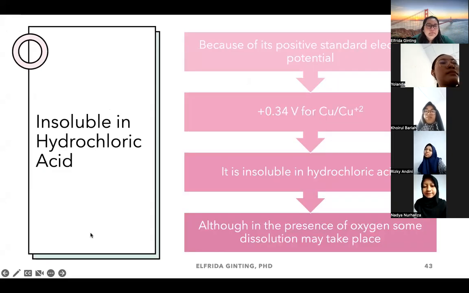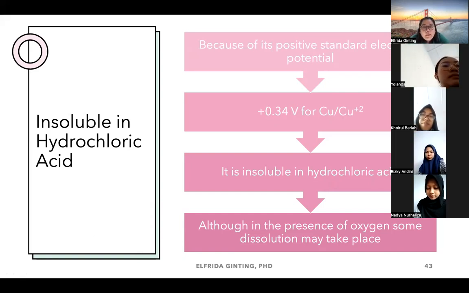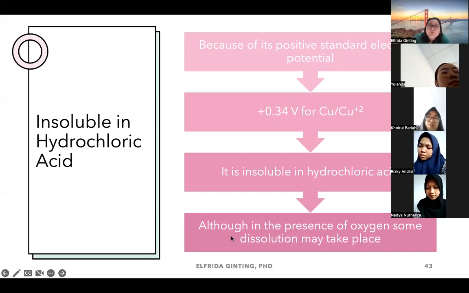Now, next, we study about the reagent. So when you react copper with hydrochloric acid, it will be insoluble. Why insoluble? Because the standard potential for copper is 0.34. Yeah, so it's insoluble in hydrochloric acid. But if you mix hydrochloric acid with copper and then we supply oxygen into the reaction, some dissolution may take place.